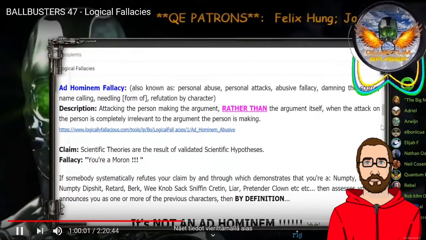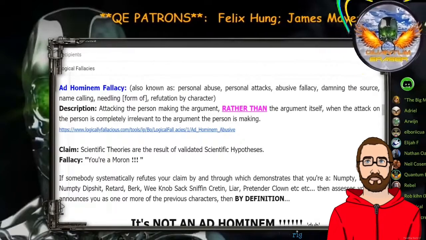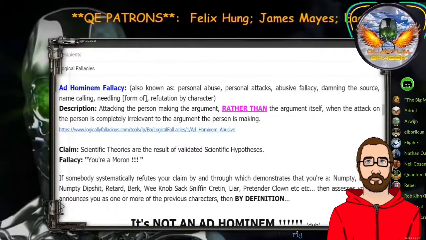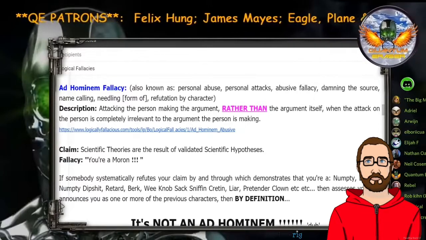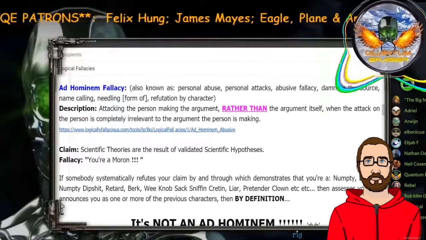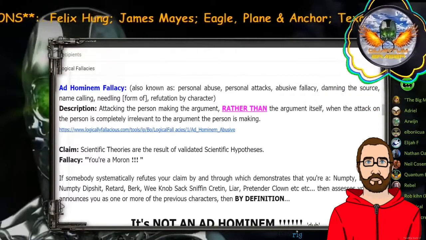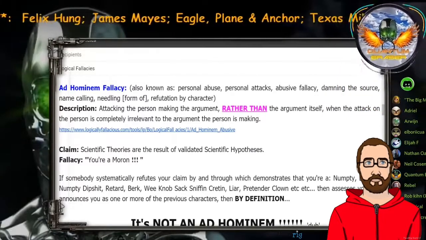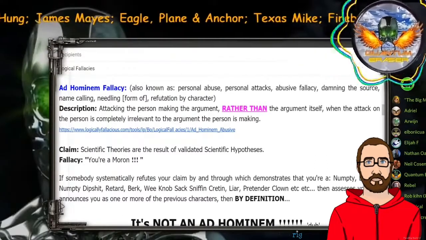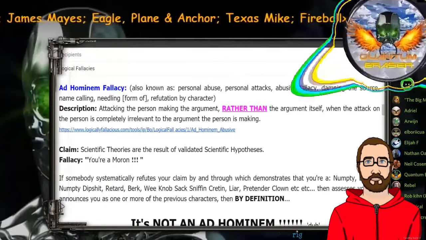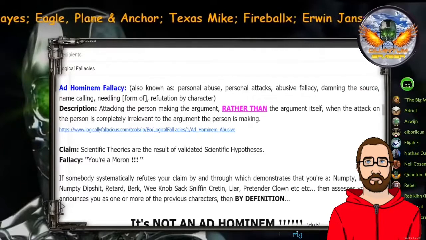Ad hominem fallacy, also known as personal abuse, personal attacks, abusive fallacy, damning the source, name-calling, needling, refutation by character. Listen closely to the description, however. It's attacking the person making the argument rather than the argument itself, when the attack on the person is completely irrelevant to the argument the person is making. So it's an insult in lieu of an actual argument.